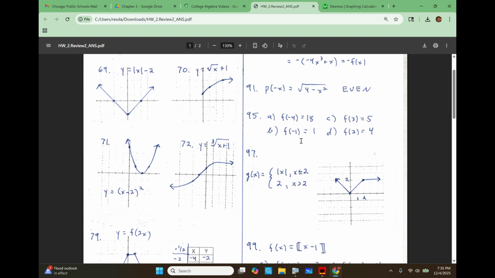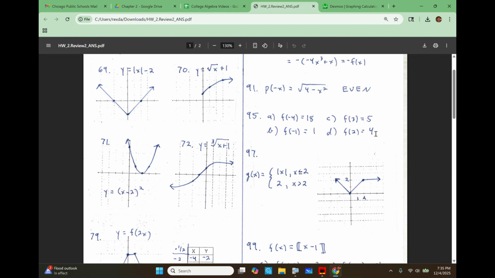If I plug in a negative 1, that's the second rule. That's negative 1 squared is positive 1. If I plug in a 3, I'm going to follow the third rule. So that's just the constant function, so that's just going to equal 5. Let's come back to 2. So the 2 is back at the second rule because that's x less than or equal to 2. So 2 squared equals 4. So again, you have to figure out what rule that x value is going to follow. It only follows one rule because it's still a function.